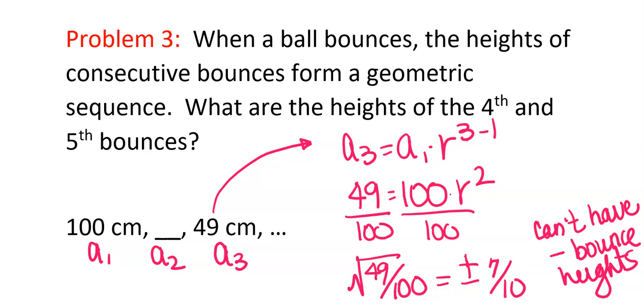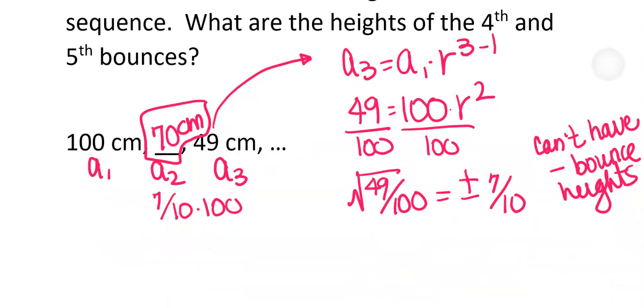Okay, so this is why in our list we're only going to have one answer. So here it's going to be 7 over 10 times 100, which is going to give you 70 centimeters. And that should be it for that one. And we're not quite done because I didn't read the question. We want the heights of the fourth and the fifth bounces.